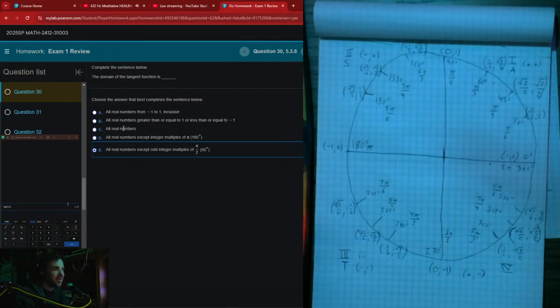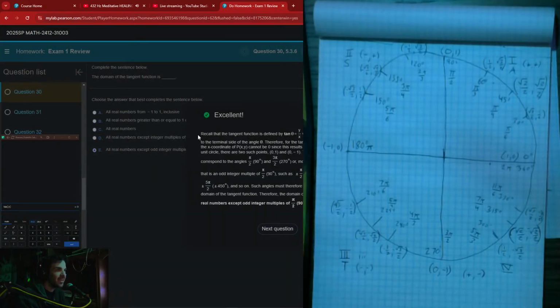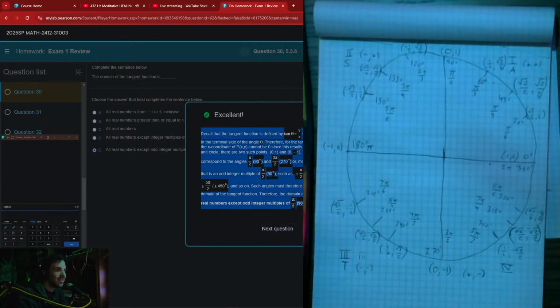All real numbers, nope. We have asymptotes in the tangent function. All real numbers greater than or equal to 1 or less than or equal to -1. That sounds like it'd be for secant or cosecant. No. That's the range of something else. Not this. It's E. Gotta be. Excellent. We're gonna talk about it. This thing is longer than the question itself. It's crazy. Alright.